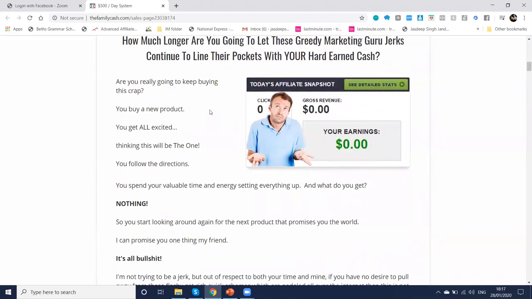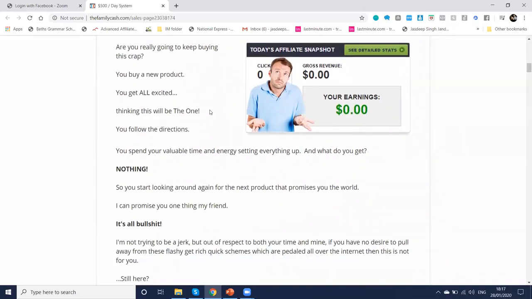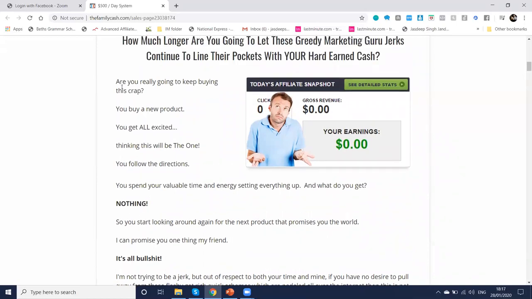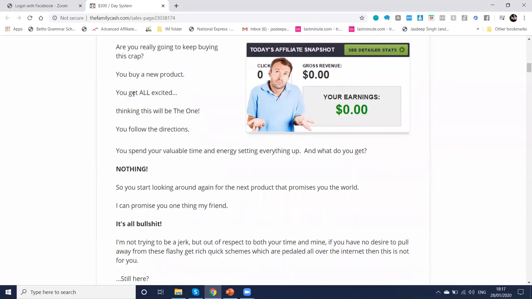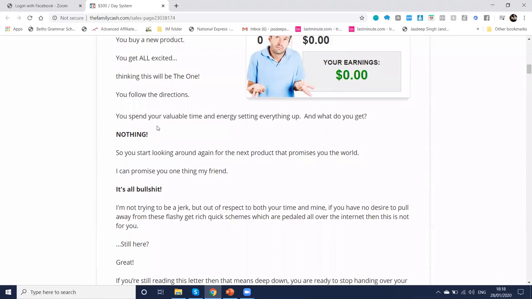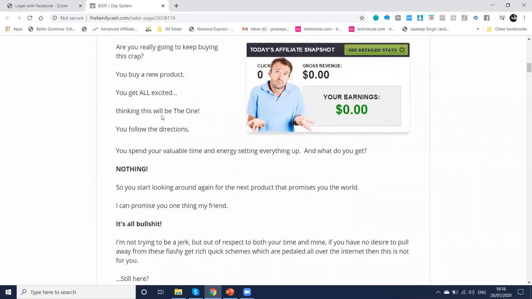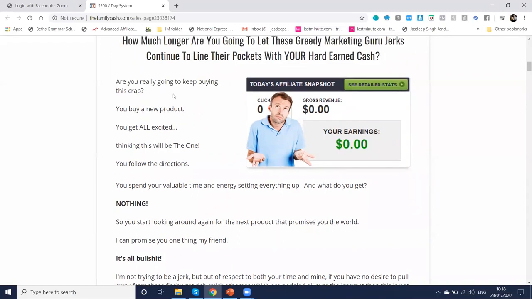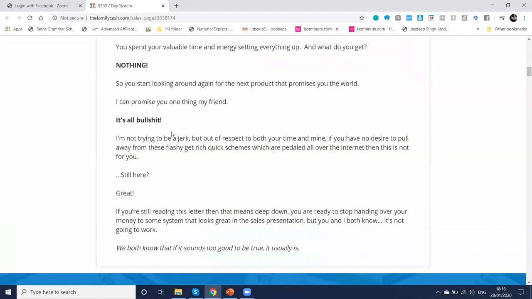So here we're basically painting the picture. So we're letting them know that if they don't make a decision here, if they don't keep reading on, if they don't take some sort of action here, this is going to be the sort of situation that they're going to be in, the one that they're struggling with right now. They keep continuing to buy the same old crap. They get excited and they get let down. So we're painting the picture.